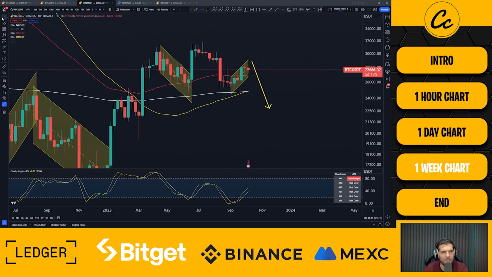So for the weekly time frame, yeah, I expect that we are going to see some volatility this week. The bears will be trying to bring us back down below that 50 EMA, which currently sits at 26,917. And yeah, for now, I expect further downside on the weekly time frame.